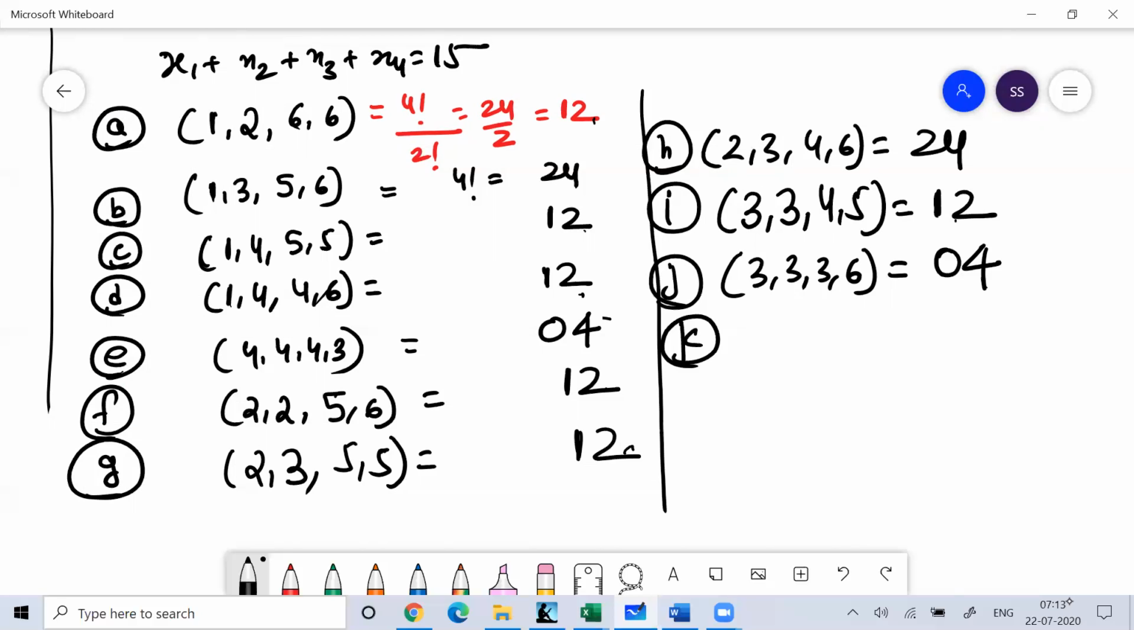Okay, so one minute, just confirm this. So this is 4 factorial by 2 factorial, 24 by 2, 12. And this is 24. Then this is 12. Then this is 12. Then this is 4 factorial by 3 factorial, that is 4. This is 12, this is 12, then this is 24, this is 12, then this is 4. Okay. So one case I'm missing here.